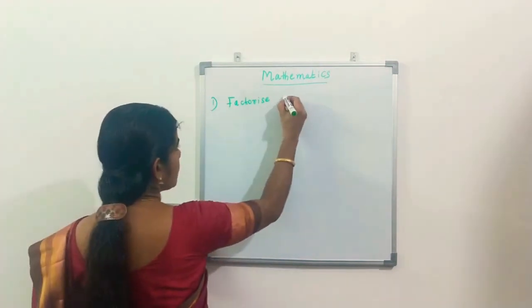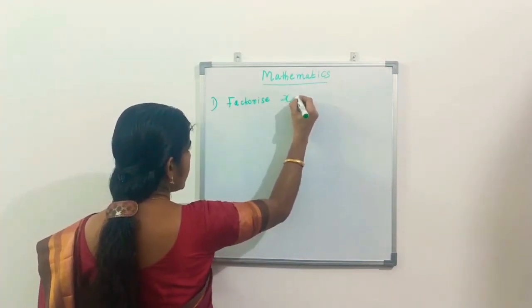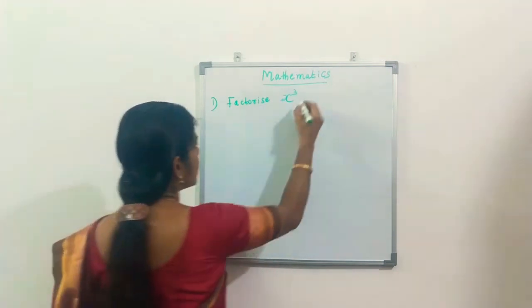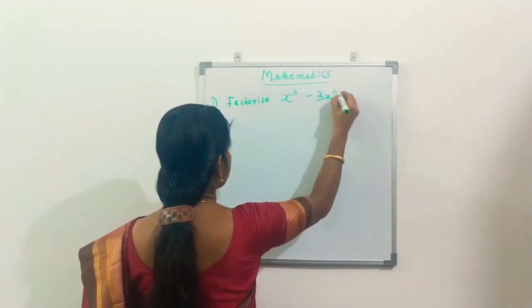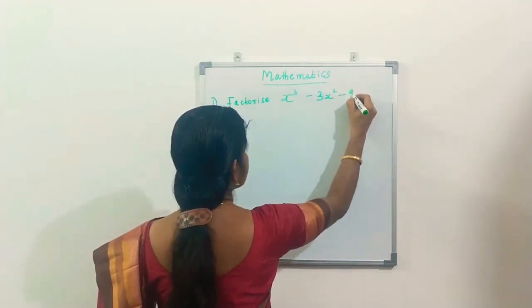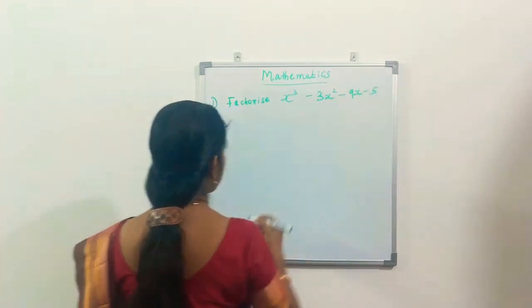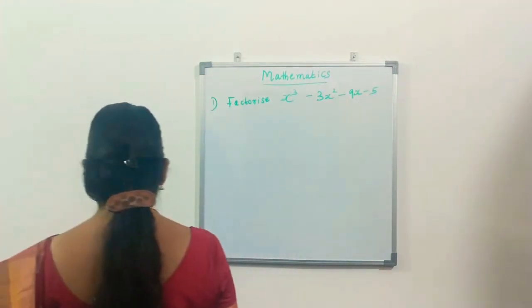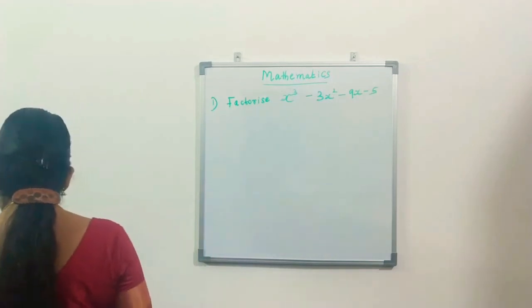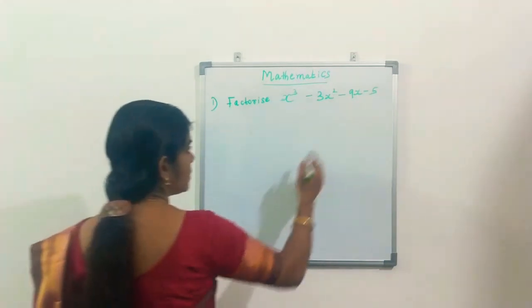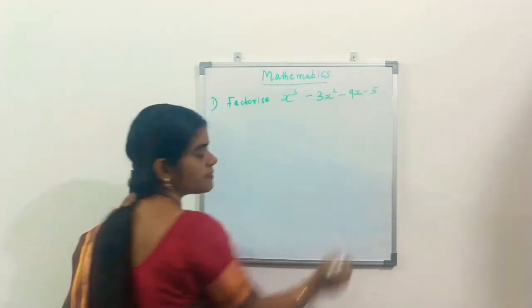Factorize x cube minus 3x square minus 9x minus 5. Just look. Here the constant number is 5.